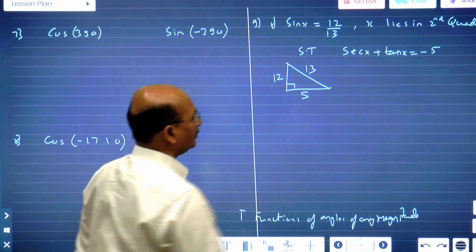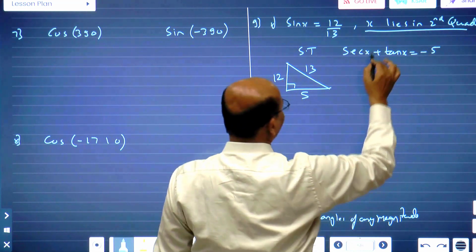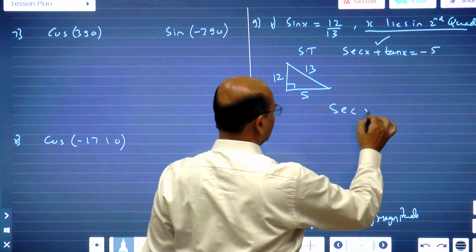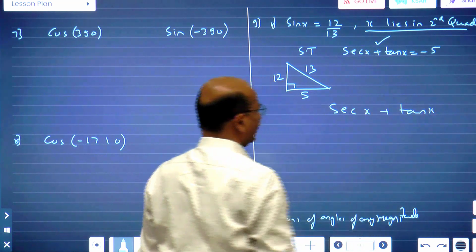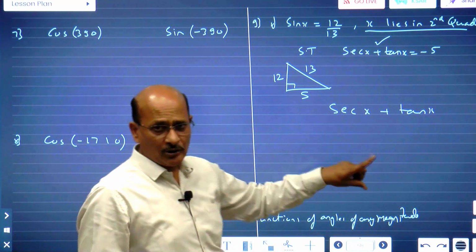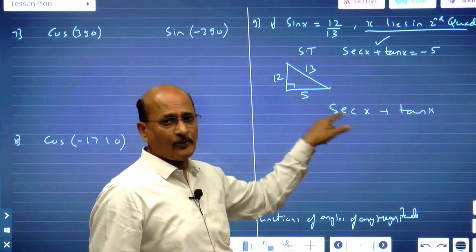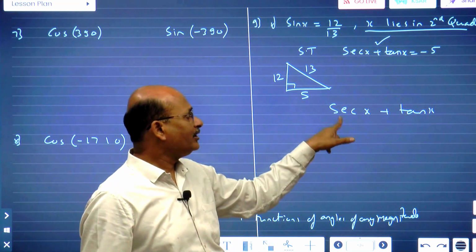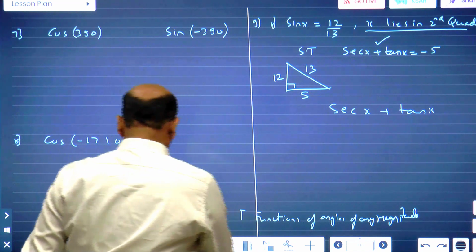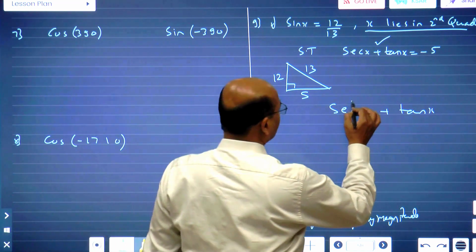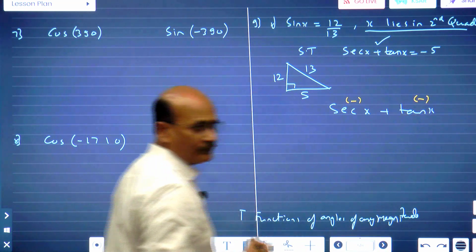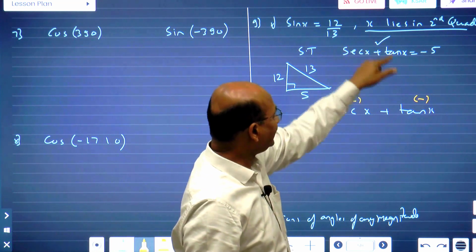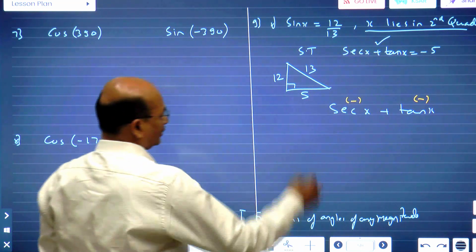Okay. Now look at the question. They are telling x lies in the second quadrant, and they are asking us to find the value of sec x plus tan x. Sec x plus tan x, right? x in the second quadrant. Now in the second quadrant, sec will be positive or negative? Tell me. Negative. And what about tan? Negative. So this will be negative, this also will be negative, right or not? Because x is lying in the second quadrant, they are asking us to prove the value of this expression is minus 5.